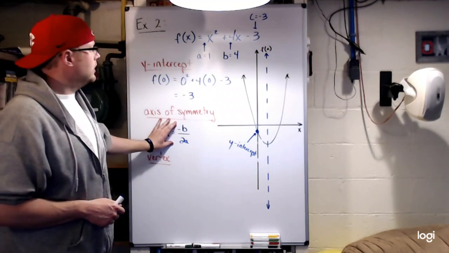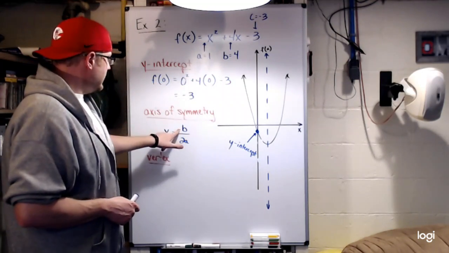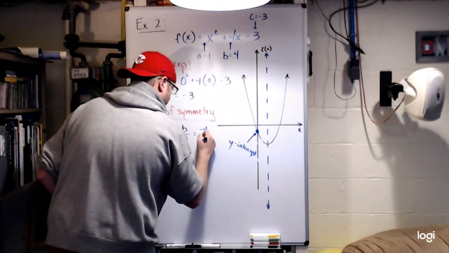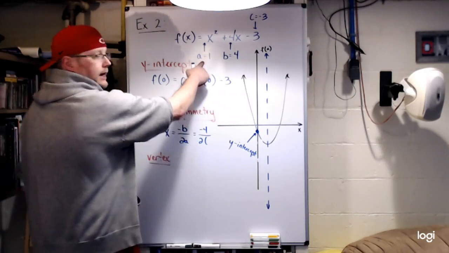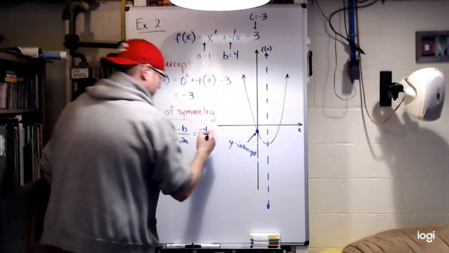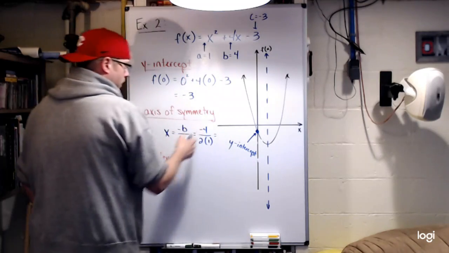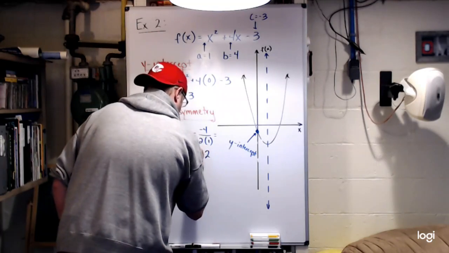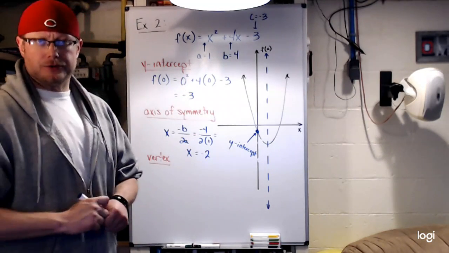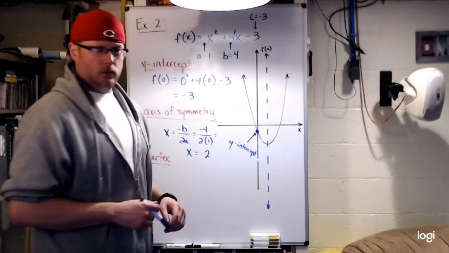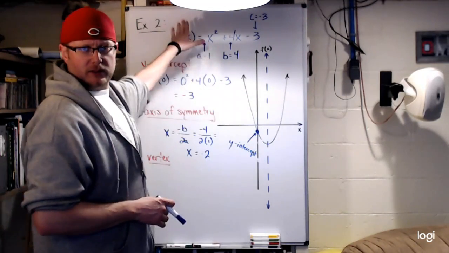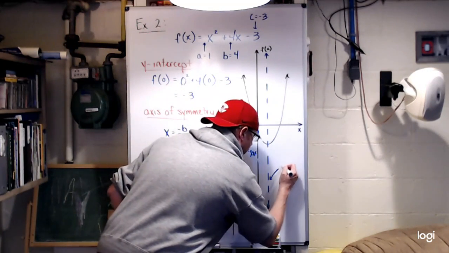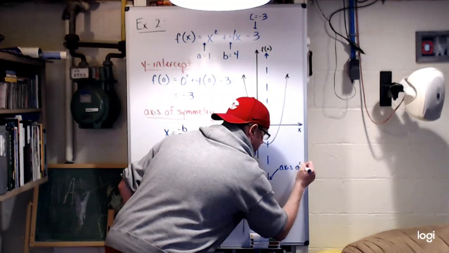Plug it into your formula. So if B is 4, then negative B is negative 4 over 2 times A. A is 2 in this case. Sorry, 1 in this case. So 2 times 1, negative 4 divided by 2 is simply negative 2. So the equation for my axis of symmetry is x equals negative 2. Once again, this graph does not represent this function. I'll do that in just a second. But this right here is your axis of symmetry.